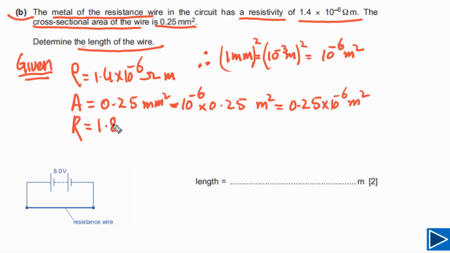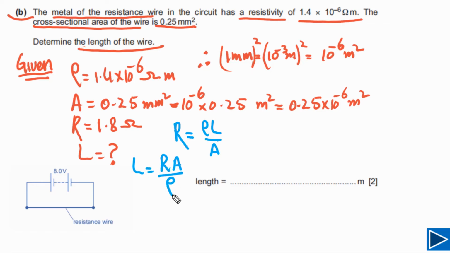Resistance of this wire is equal to 1.8 ohms. We need to calculate L, the length of the wire. We can simply use the relationship between these quantities to calculate the length. We need to understand that resistance is equal to rho L by A. From here we can simply say L will be equal to R times A divided by resistivity.